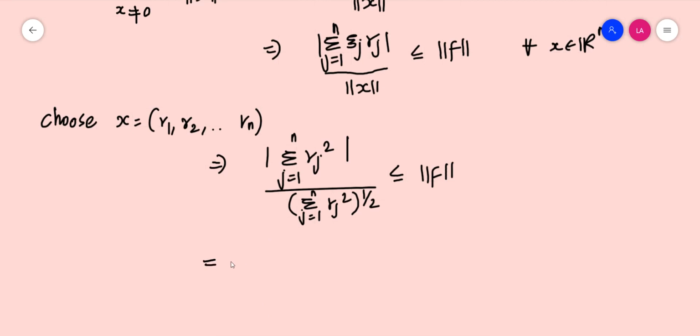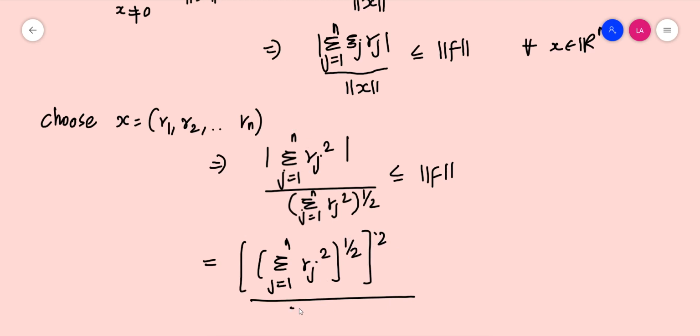So this is actually equal to (summation j = 1 to n of gamma_j)^2, the whole raised to 1/2, the whole square. We can write it as such because it becomes 2 by 2, which becomes 1 by (summation j = 1 to n of gamma_j)^2, the whole raised to 1/2. This should be less than or equal to norm f.